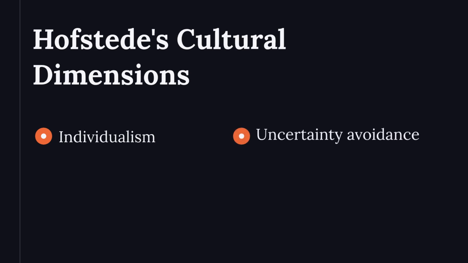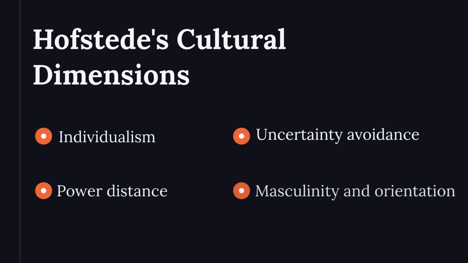Hofstede identifies 6 cultural dimensions. Individualism, uncertainty avoidance, and power distance are key. Masculinity and long-term orientation also influence behavior. These dimensions explain cross-cultural differences. Understanding them aids in international business.